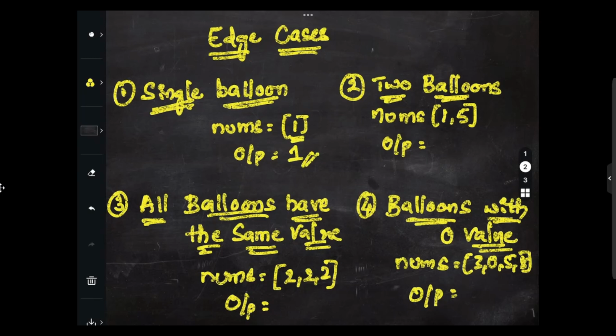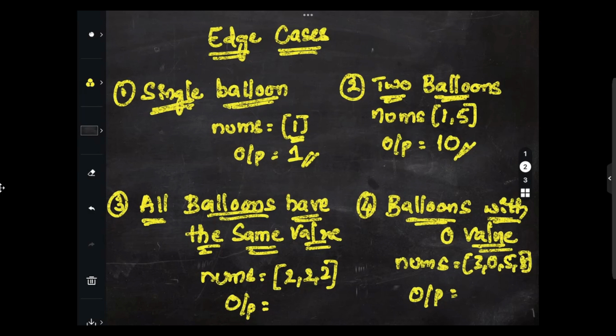Now let's consider two balloons in this case, 1, 5. The output will be 10. You can just calculate in the same way, right? I minus 1 into I into I plus 1. I minus 1 into I into I plus 1, right?